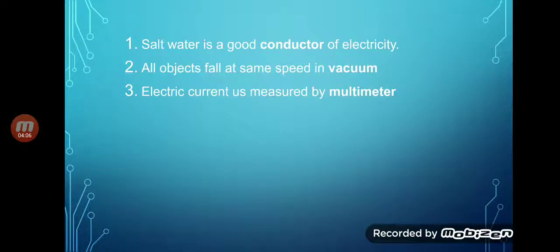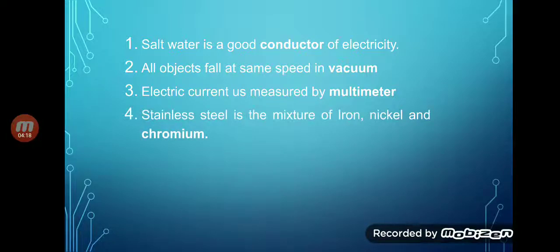Electric current is measured by, it's not us, it's is. Electric current is measured by dash. Multimeter. It is a device which measures the electric current. Stainless steel is a mixture of iron, nickel and dash. Iron, nickel and chromium. These all three are elements. And when these three elements combine together, it forms stainless steel.